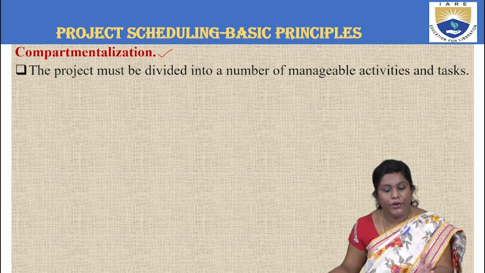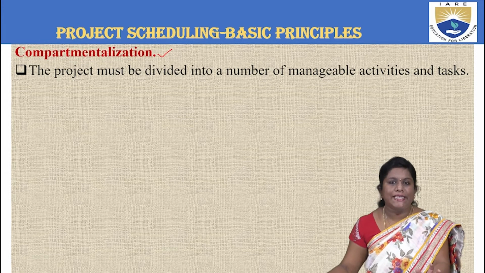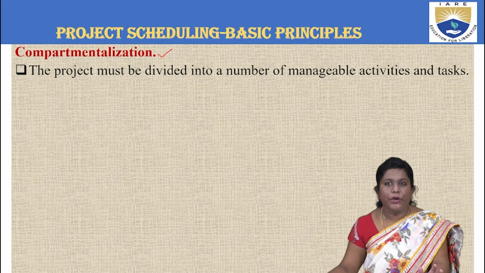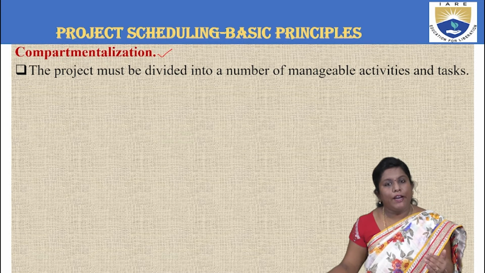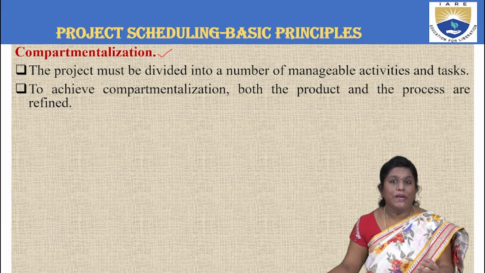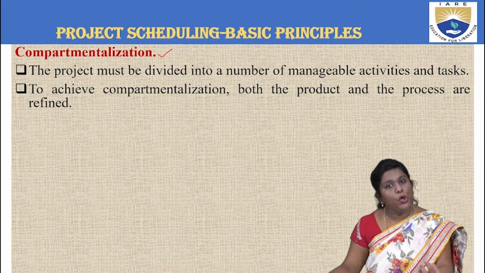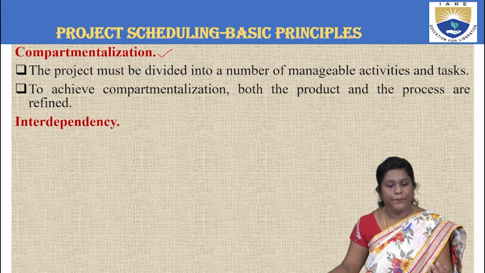The project must be divided into a number of manageable activities and tasks. So the first point tells that whatever project you take up has to be divided into different activities and tasks. To achieve this principle, you are supposed to refine both the process and the product. Refinement has to be involved for both of these things.